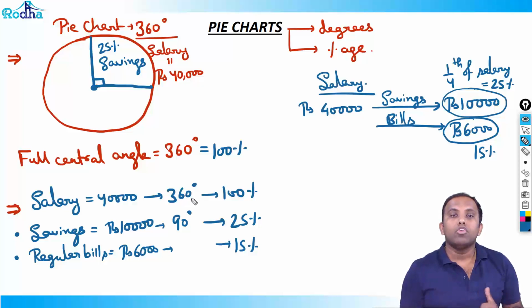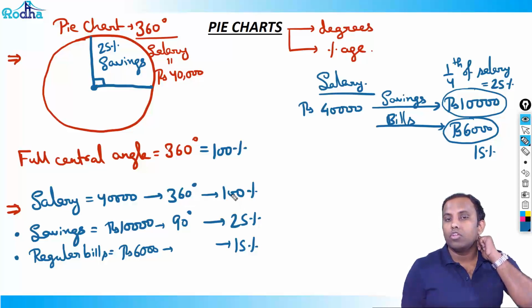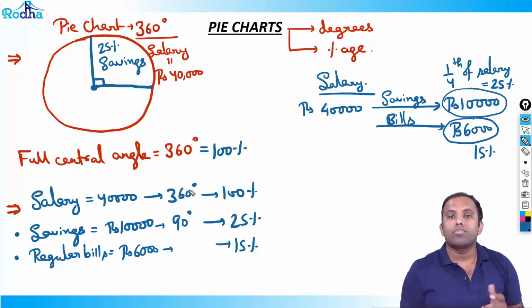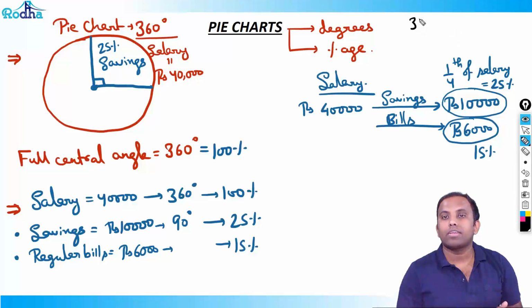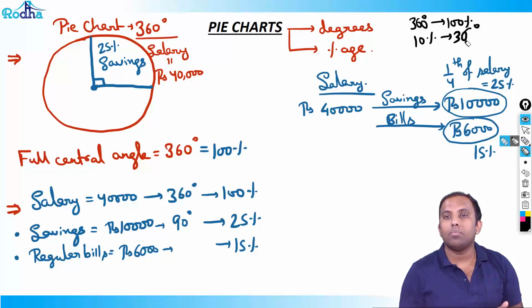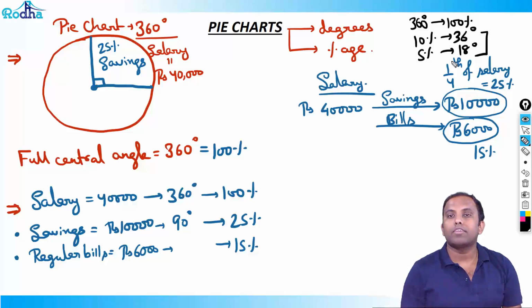In degrees, how much? For 360 degrees, 100%. So what is 15%? If 360 degrees is 100%, calculate like this: 10% is 36 degrees. 5% is 18 degrees. So what is 15%? 36 plus 18, 54 degrees.